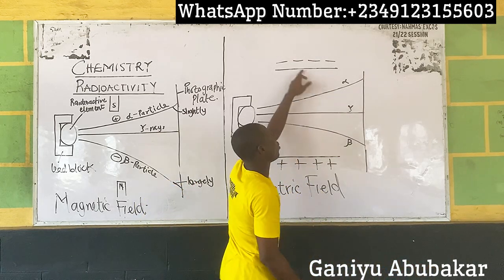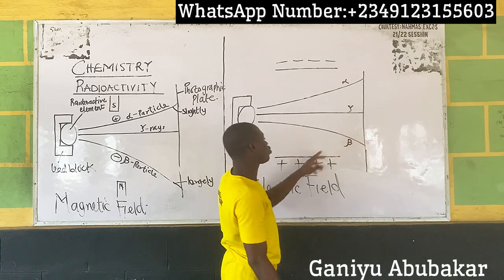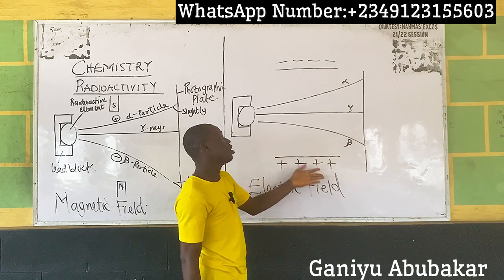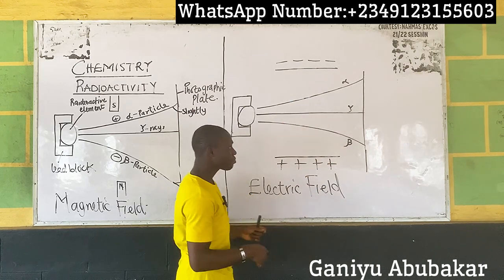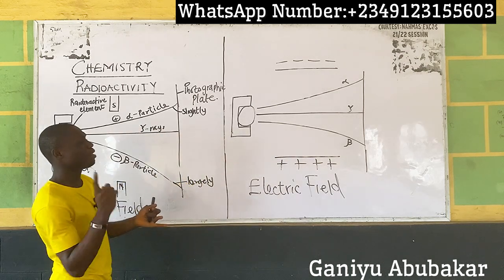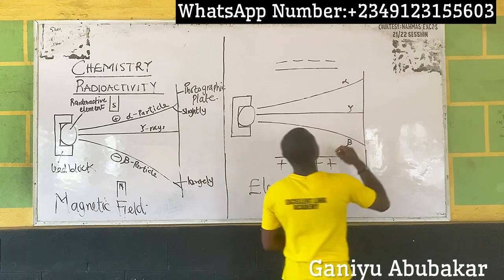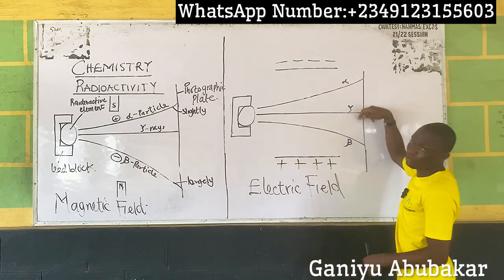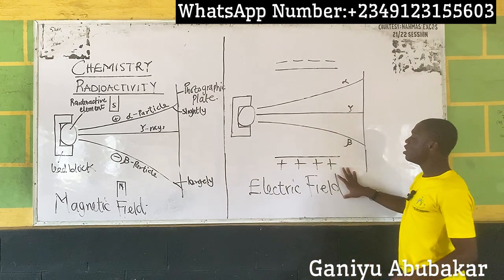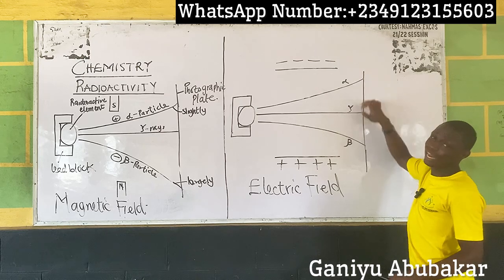So these two are unlike charges, they will attract. That's the concept of alpha particle, beta particle, and gamma ray in terms of electric field. Also note that the deflections are almost the same. When it comes to electric field, the deflection of alpha and beta are the same thing.